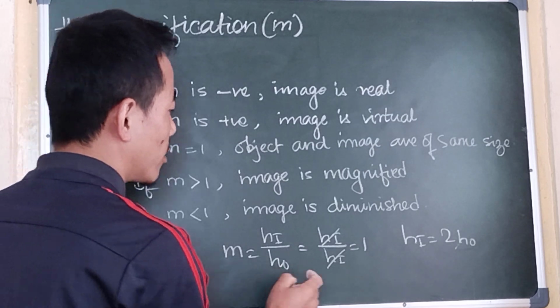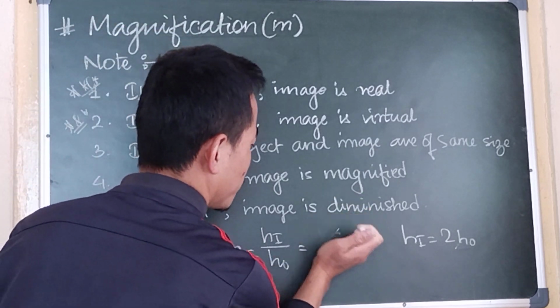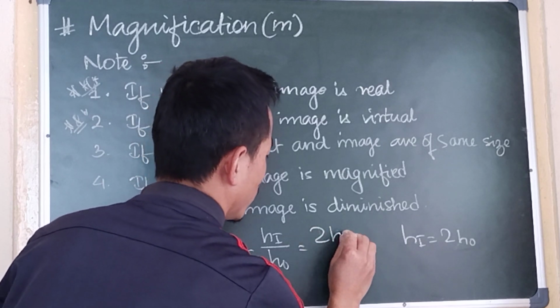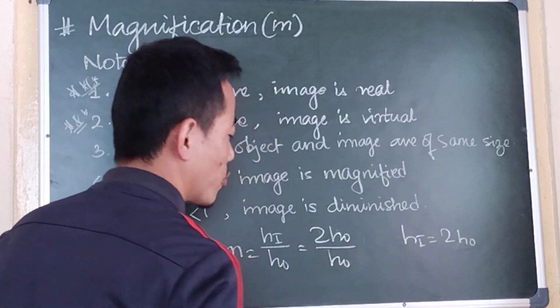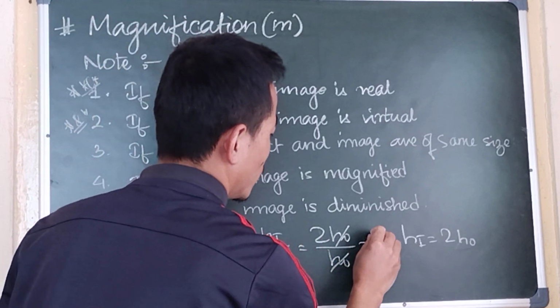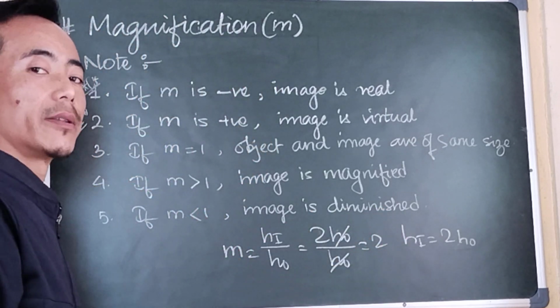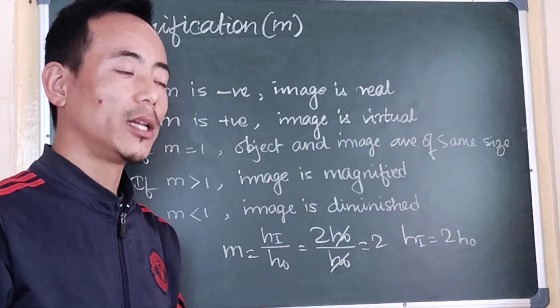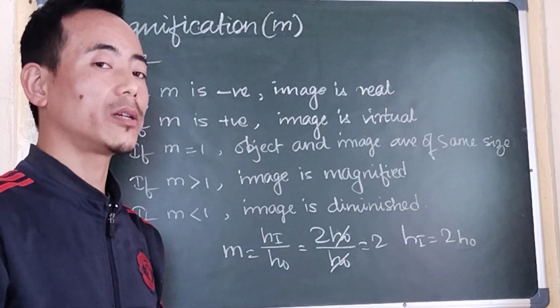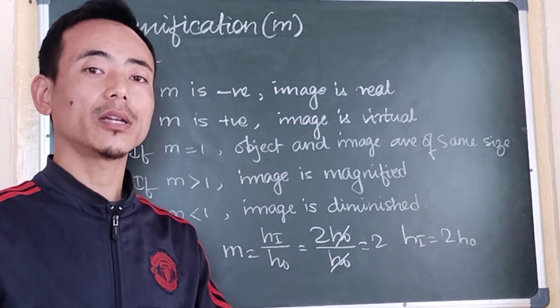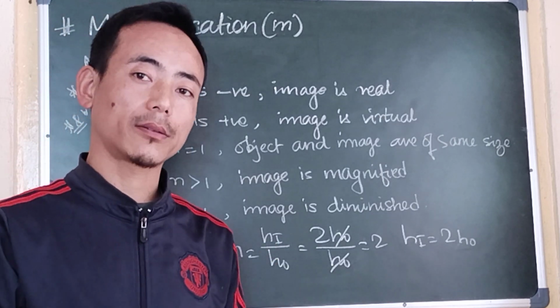Then here we can replace HI as twice of HO, and in the denominator we have HO. So if you cancel HO here, then we'll get 2. Now 2 is greater than 1. So whenever image height is greater than the object height, the value of M will always be greater than 1, which means that the image is magnified or image is larger than the object.